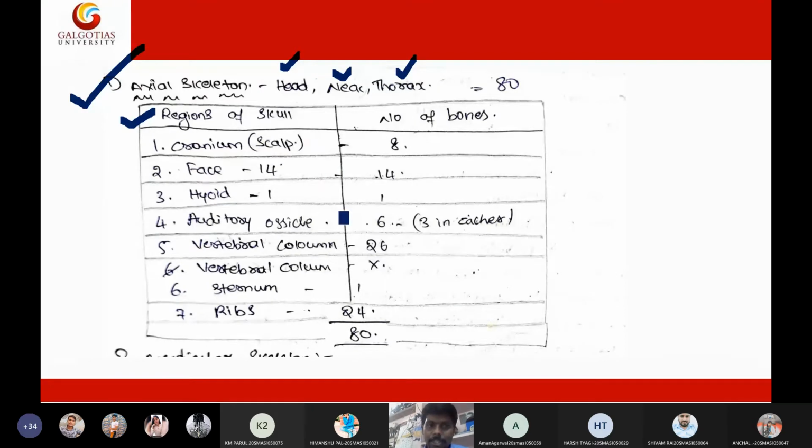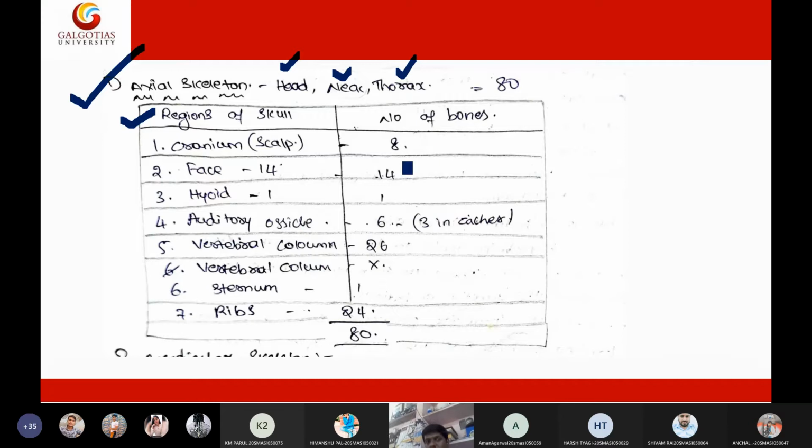Then you have the auditory ossicles. Auditory ossicles are the bones present in the ear. Can anyone say the names of those 3 bones? Ear ossicles: malleus, incus, and stapes. Malleus, incus, and stapes. Very good. So auditory ossicles. Then the vertebral column has 26 bones. Then the sternum and ribs. So these are the bones present in the axial skeleton and their numbers.